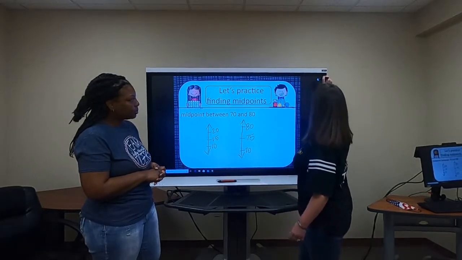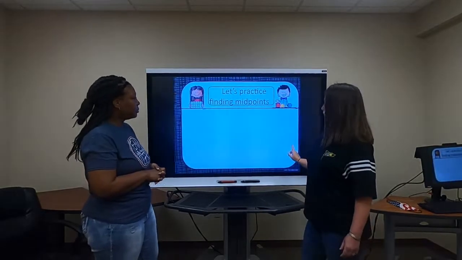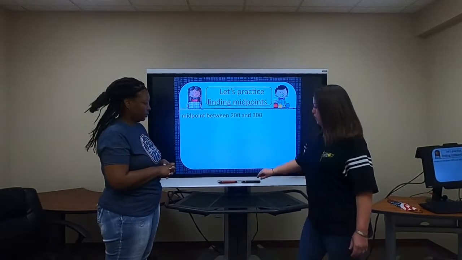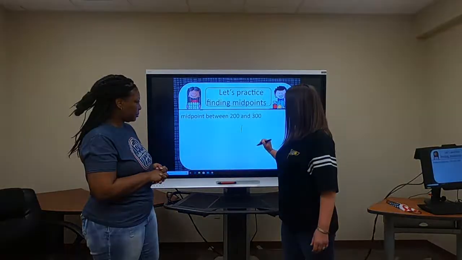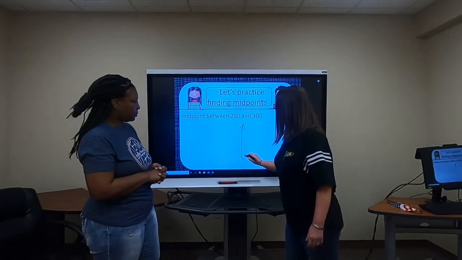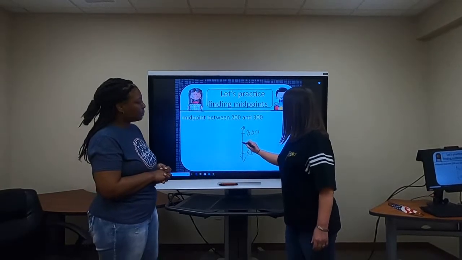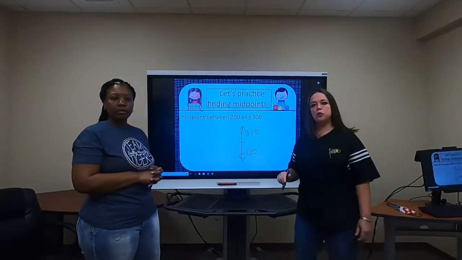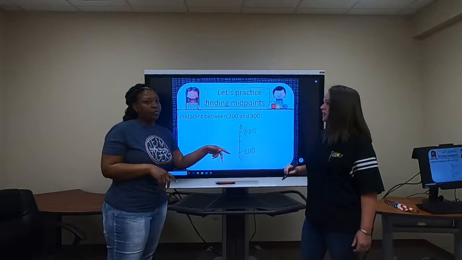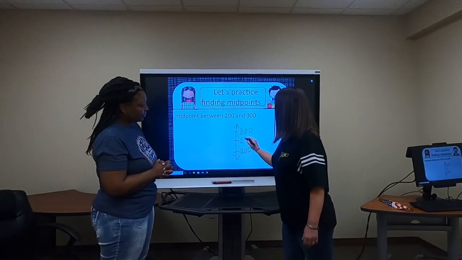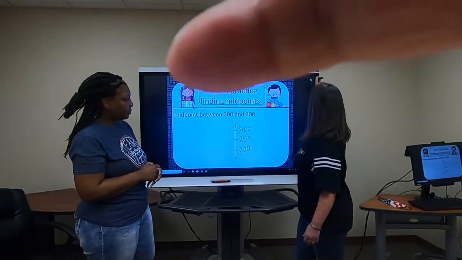Oh, I need to erase that. And let's try again. I think we have some bigger numbers this time. Oh, yes. So now we're going to find the midpoint between 200 and 300. 200 will be our bottom number because it is our smaller number, and 300 will be at the top. Okay, what is the midpoint between 200 and 300? What is that, Miss Bethea? It will be 250. Oh, there's that 5 again. 250. Great job, boys and girls.